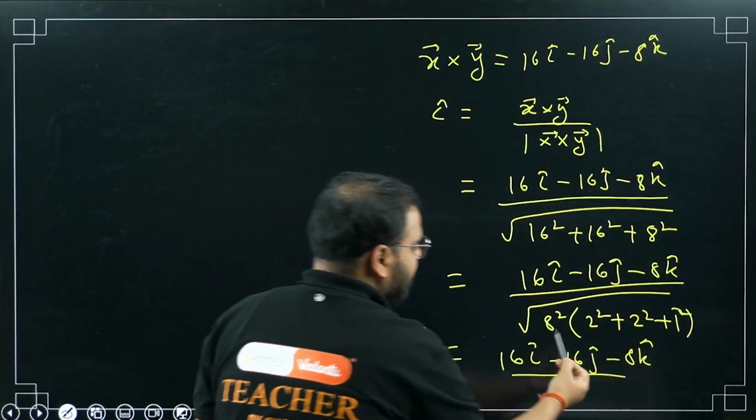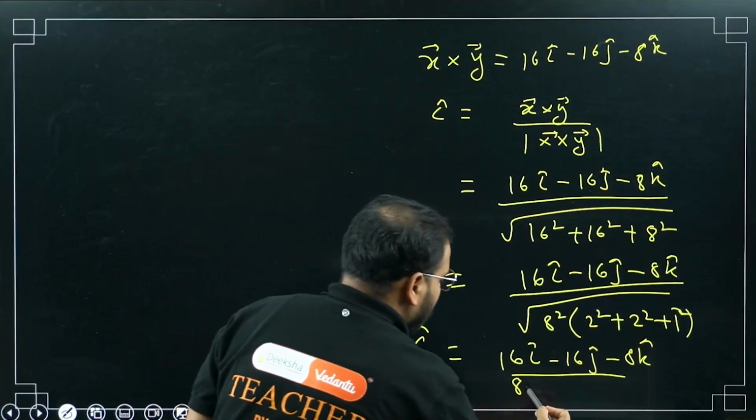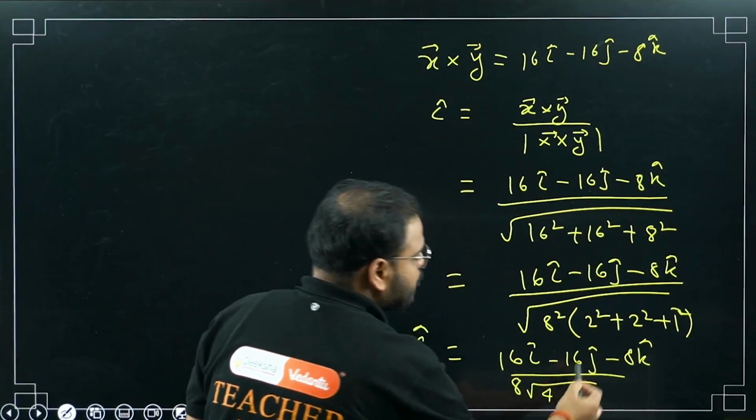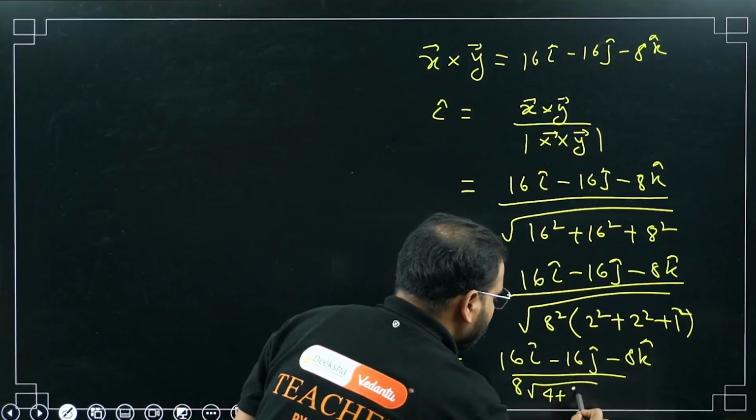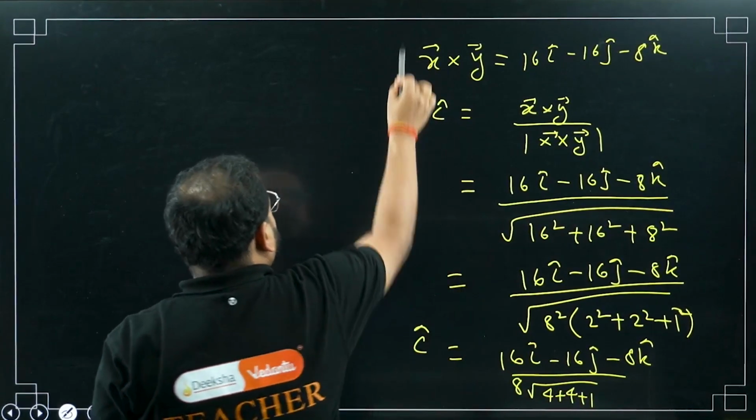What is this, sir? 8 square, take it out. Sir, simply 8, no, sir. How much is this, sir? Sir, 4. 2 square is 4 plus 4 plus 1, sir. 4 plus 4 plus 1. Correct, bacha.